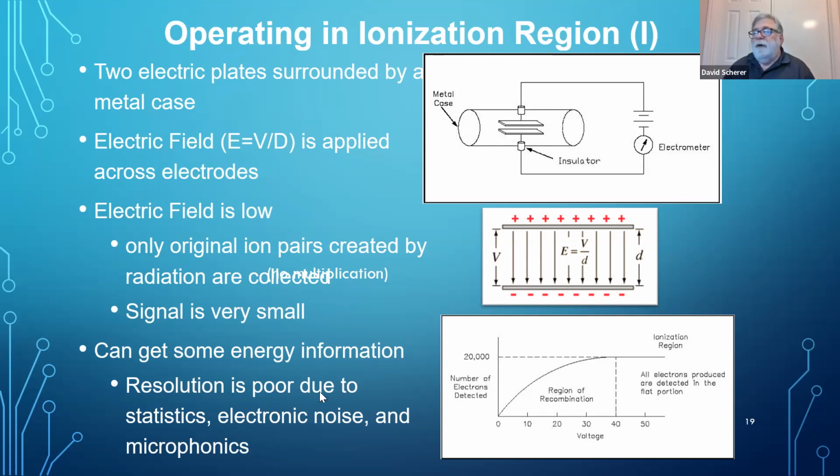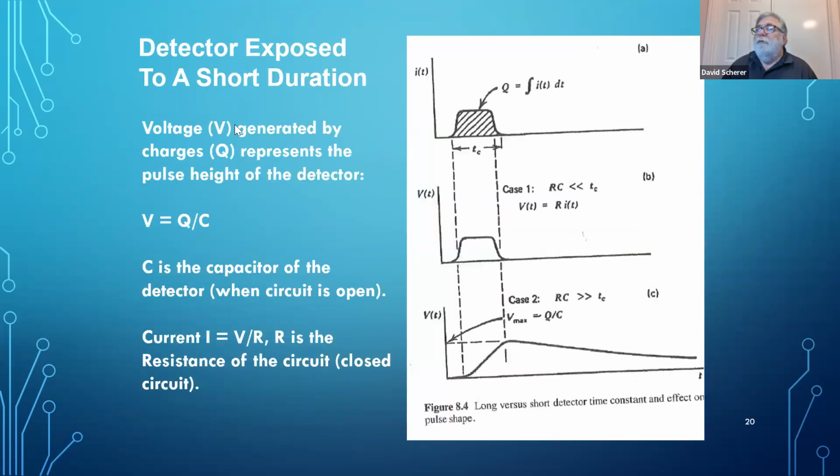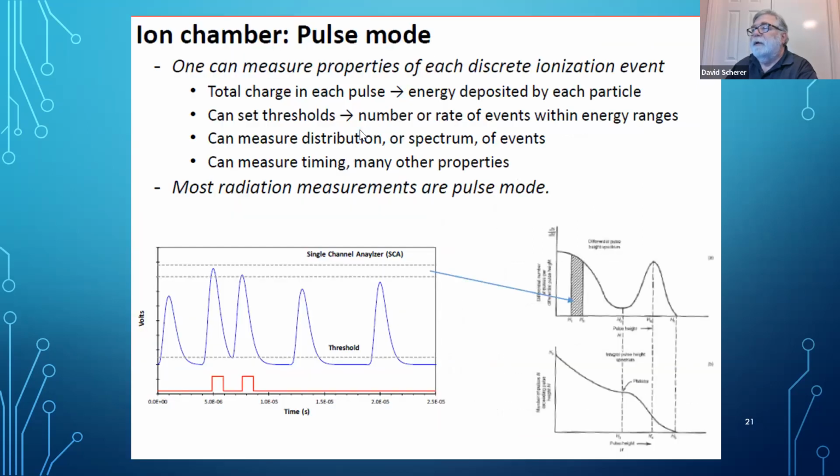It's not very good for energy resolution. It can't tell much of the difference in the energy of the primary radiation, just the overall energy that's being absorbed in the chamber. Now, in a pulse mode, for example, with a proportional counter, it's possible. Well, let me look for the picture.